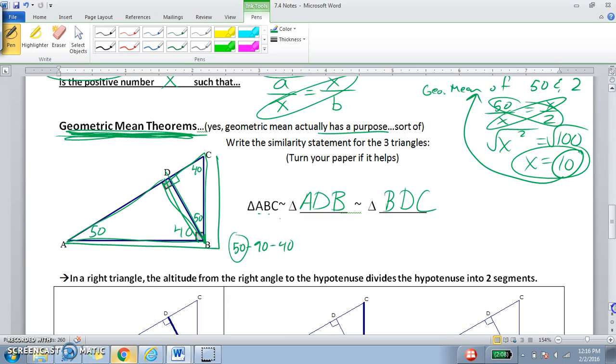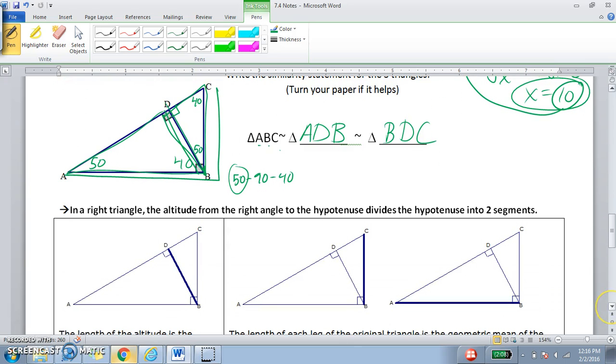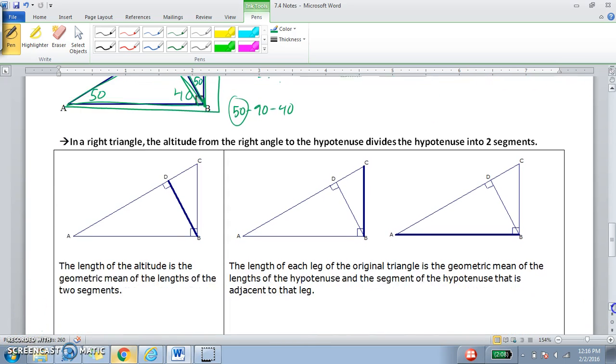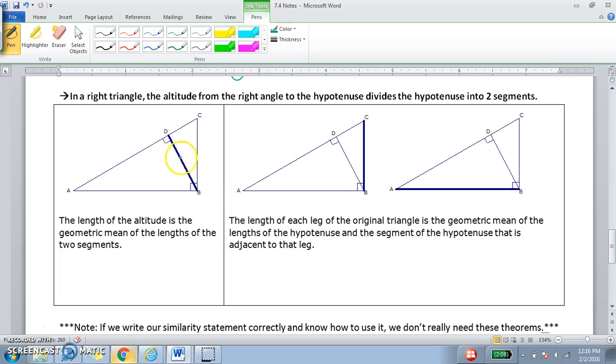All right, so geometric mean theorems say, there's 3 of them actually. So one of them says, if I take that altitude that we draw in to create these 3 similar triangles, so this altitude, the length of the altitude, is going to be the geometric mean between the lengths of the 2 segments that it cuts that hypotenuse into. So in a right triangle, the altitude from the right angle divides the hypotenuse into 2 segments. So we take this altitude, it cuts it into DC and AD.